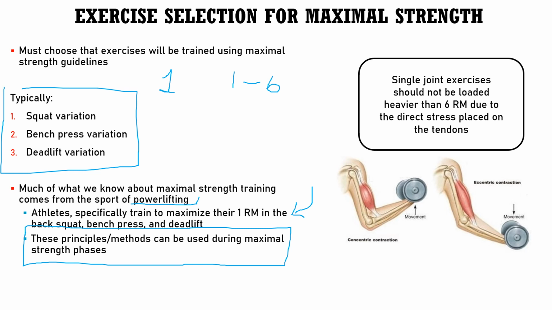So back to the topic: generally we're going to be choosing a squat variation, a bench press variation, or a deadlift variation. What we're not going to do is use single joint exercises. Single joint exercises should not be performed with very heavy loads. As a reference, that's anything heavier than what you could do for about 6 reps. The reason is that with isolated single joint exercises, we get a lot of direct strain and stress placed on the tendons when loading them excessively heavy.